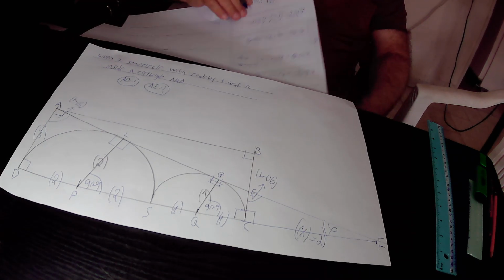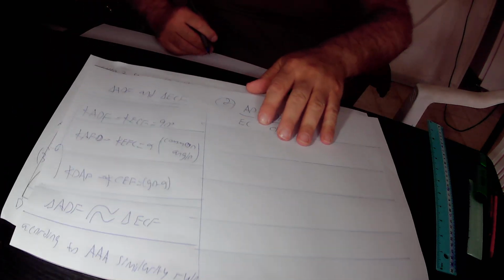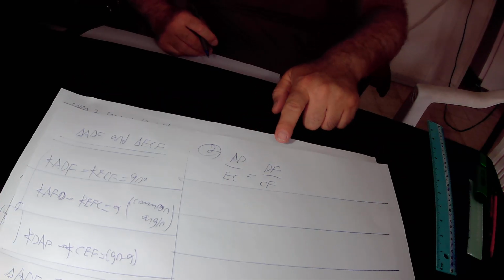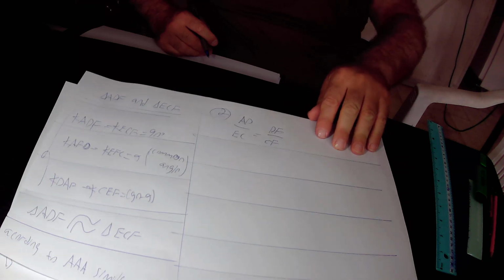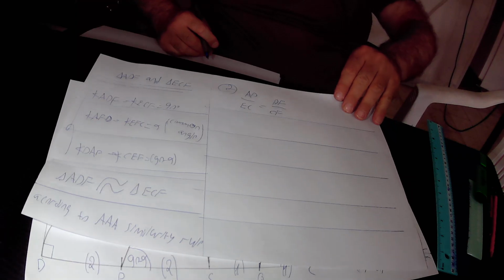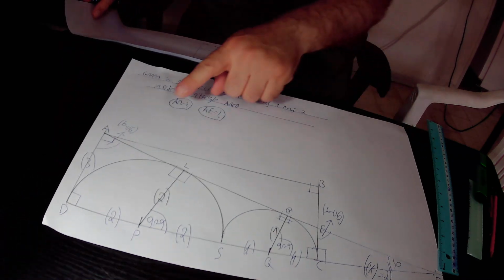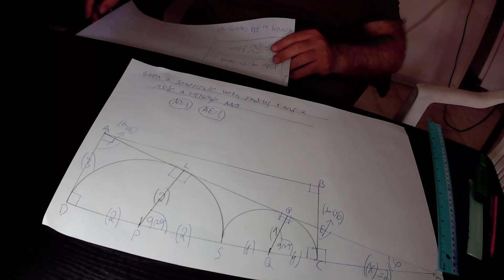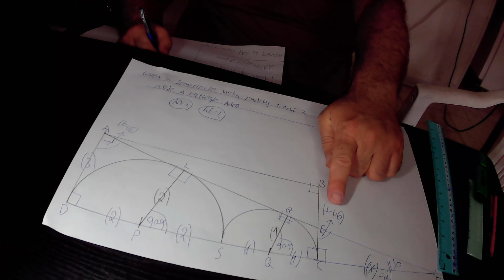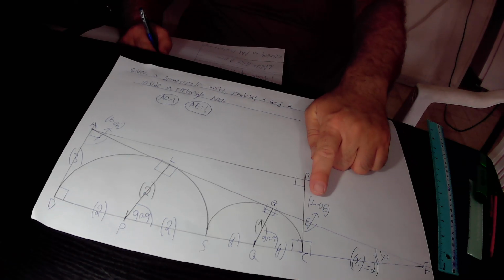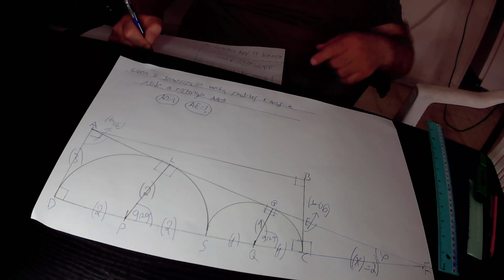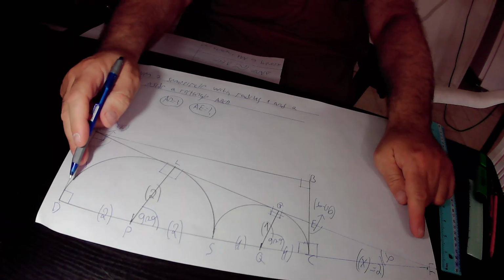So again, we will derive that side AD, the big triangle, over side EC in the small triangle equals side DF in the big triangle over side CF in the small triangle. AD equals 3 units in itself, according to what is given in the question, over EC. EC is the missing side, so we leave it as it is. And it equals DF.